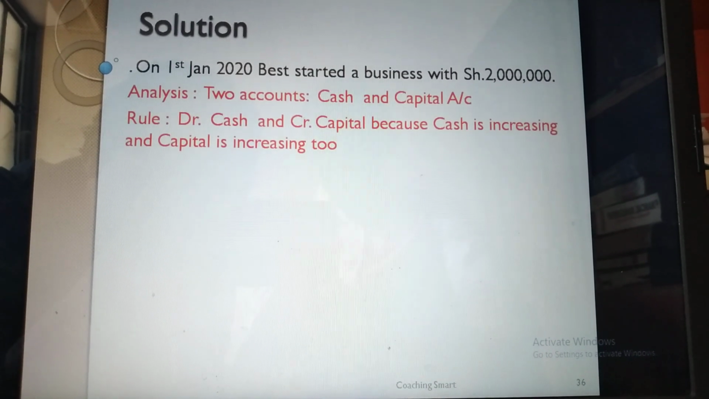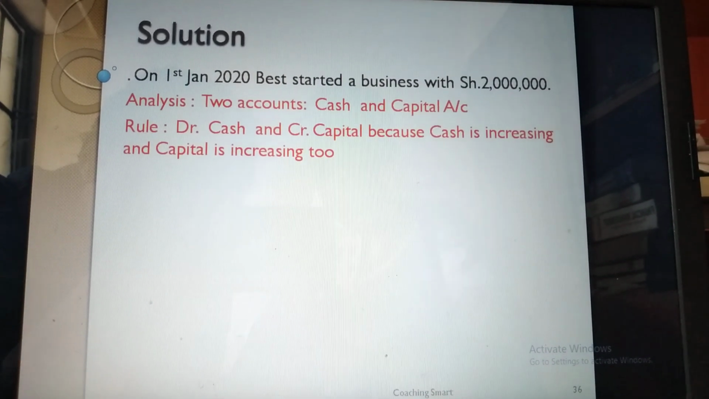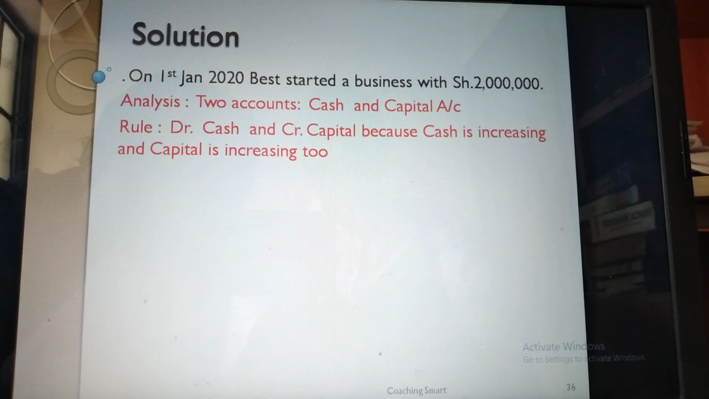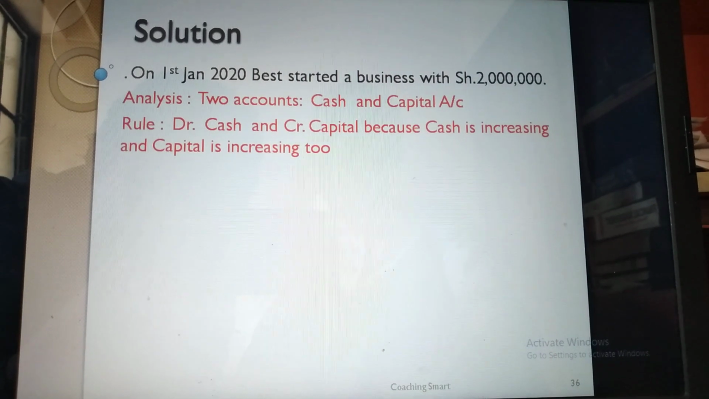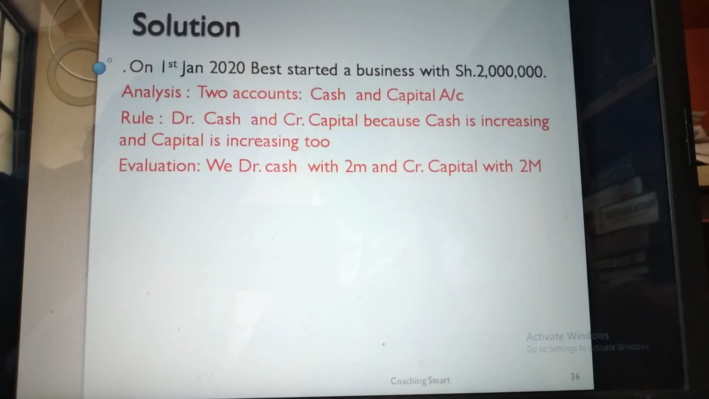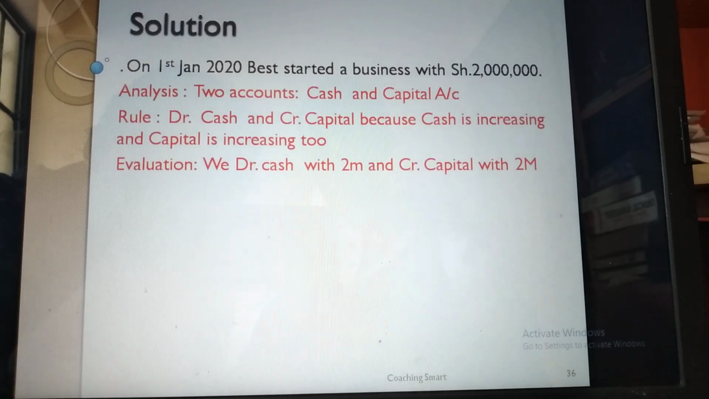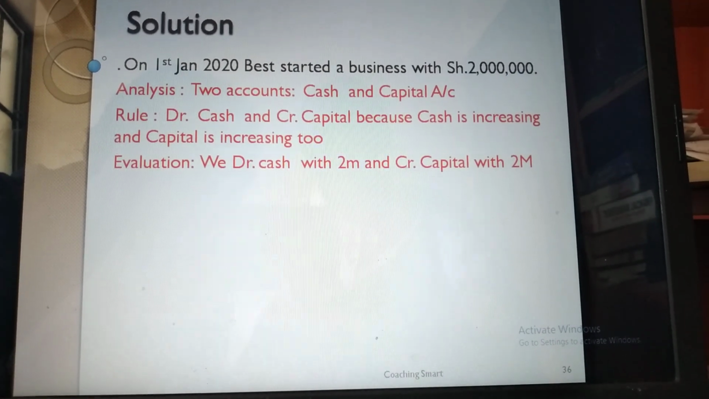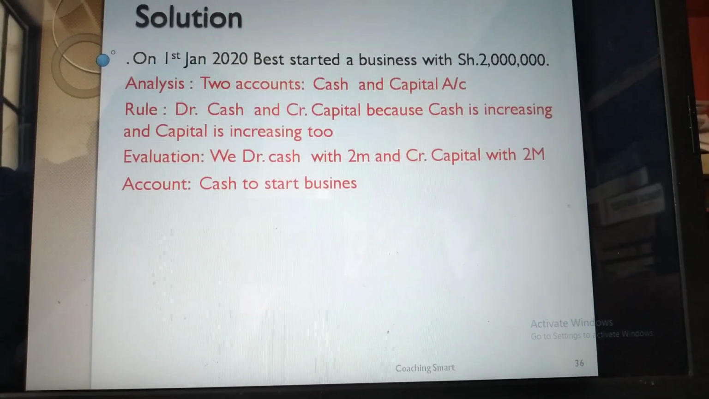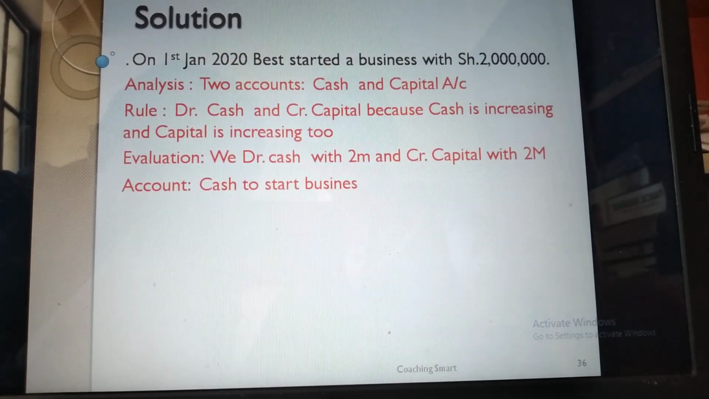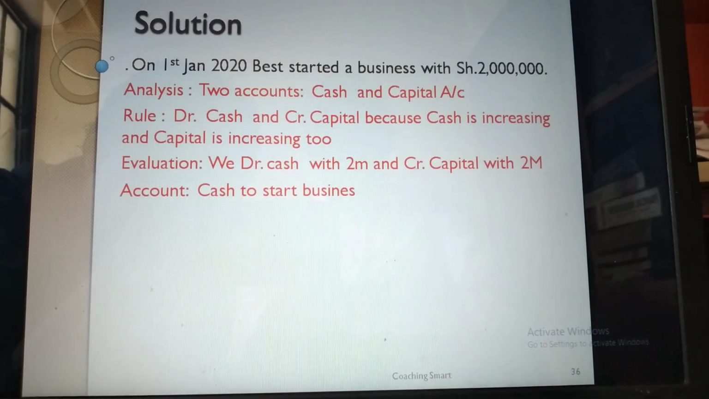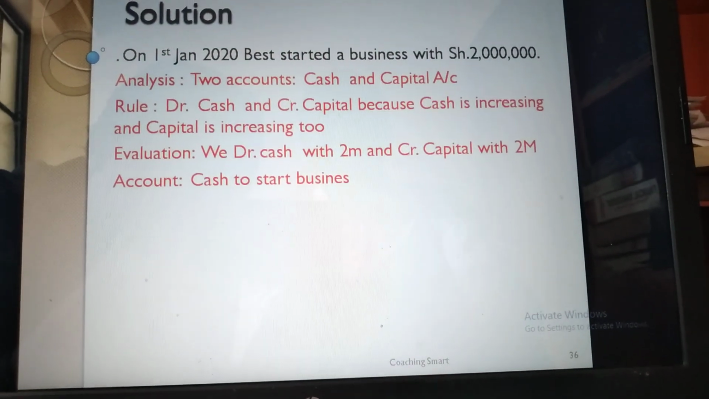Now applying the rule of debit and credit, cash is an asset, capital is a liability. So cash is increasing, so we debit. Capital is increasing, so we credit, using the rule of debit and credit. Number 3, evaluation. In our evaluation, we debit cash with 2 million and we credit capital with 2 million. And finally, we give an account: cash to start a business. So the amount of 2 million was the amount of capital which was used to start a business.